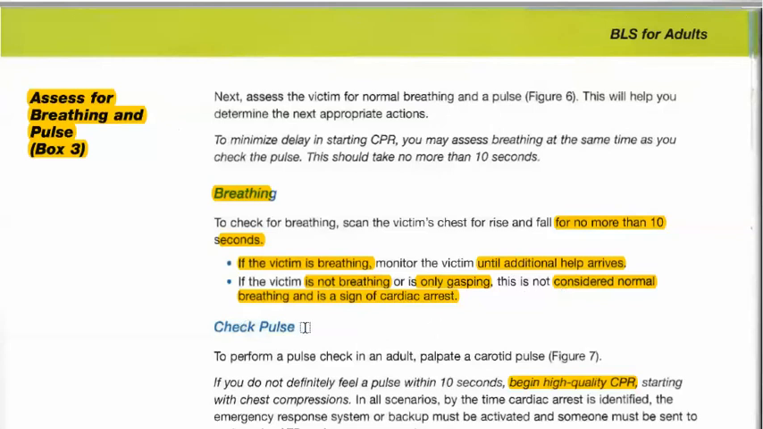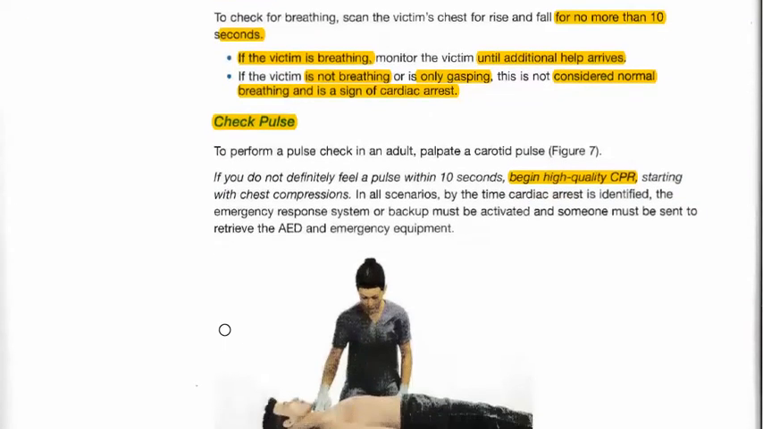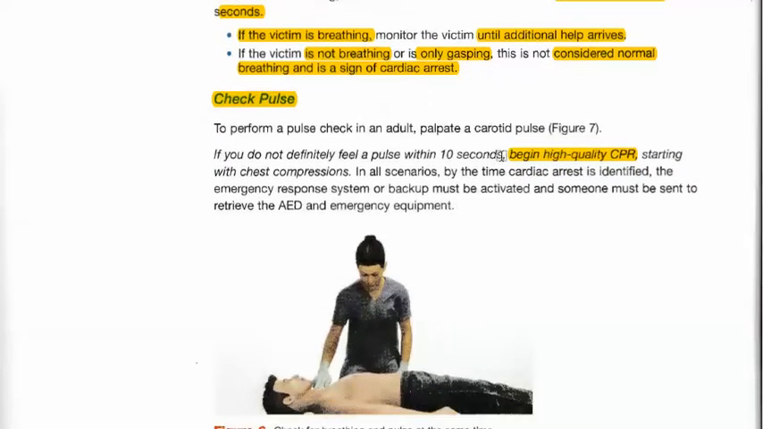Check for pulse. To perform a pulse check in an adult, palpate the carotid pulse. If you do not definitely feel a pulse within 10 seconds, begin high quality CPR, starting with chest compressions.